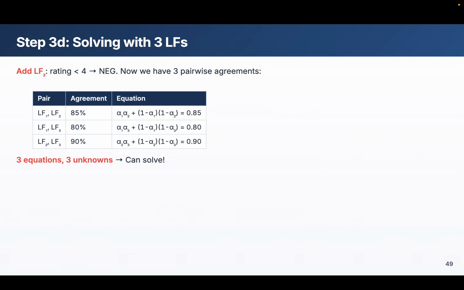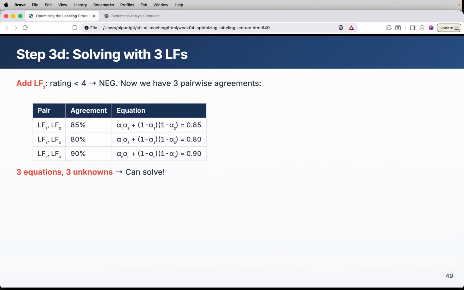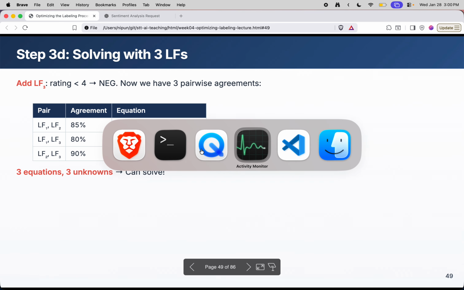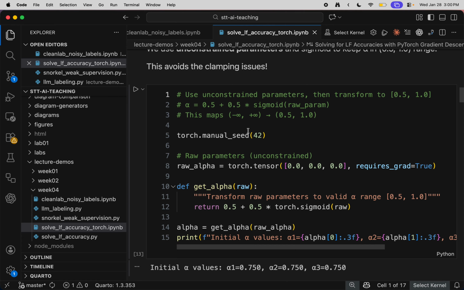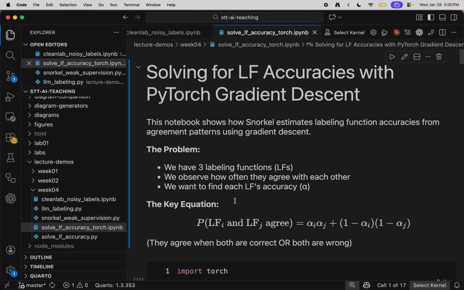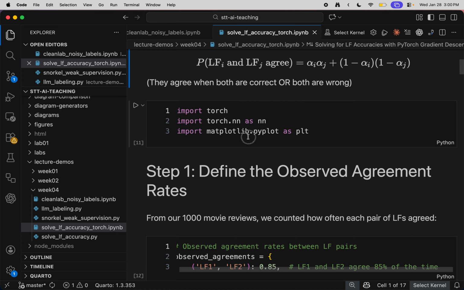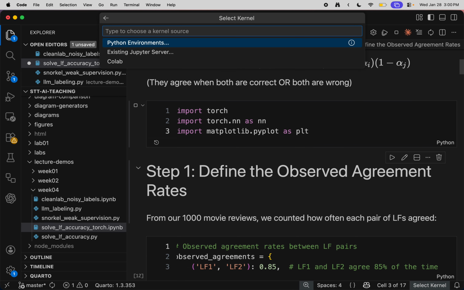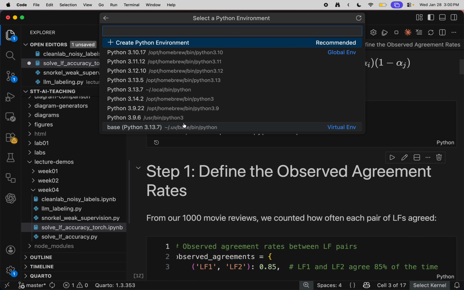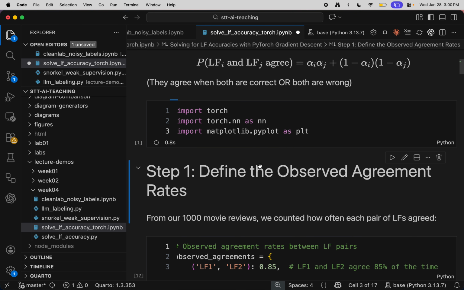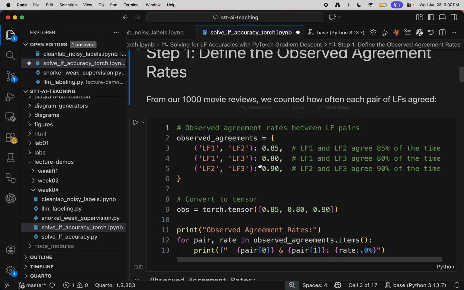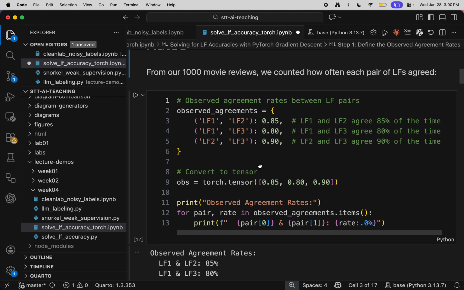I will be solving this using PyTorch. Just one second, let me first just run this. I'll get back to the question. The observed agreements between them are 0.85, 0.8, 0.9. This is what we'd expect to get.